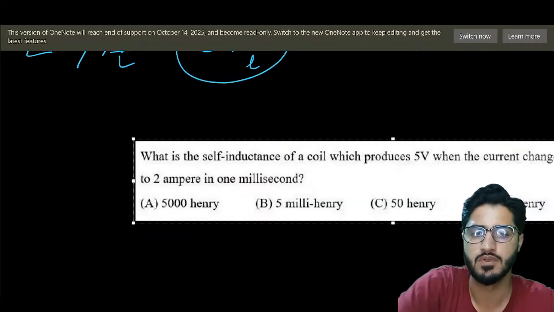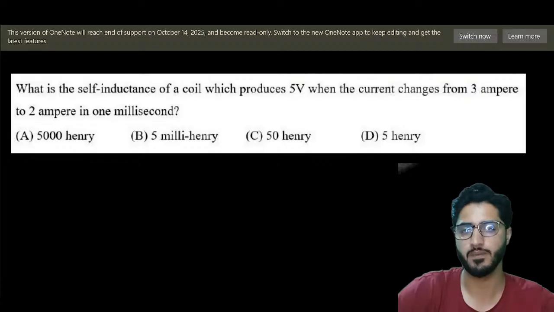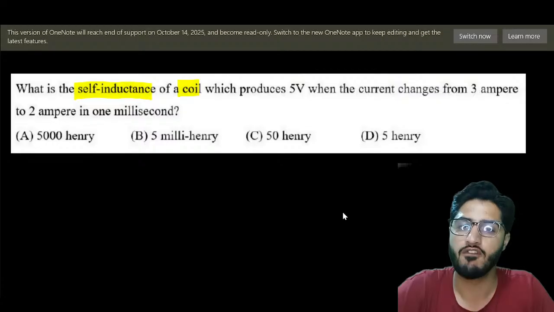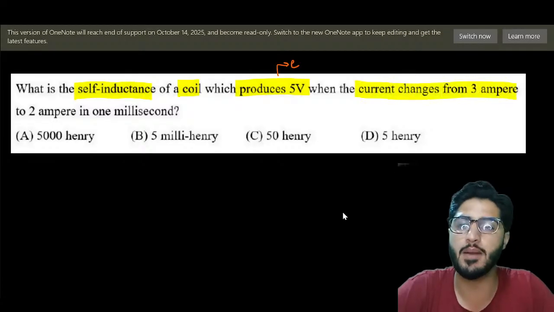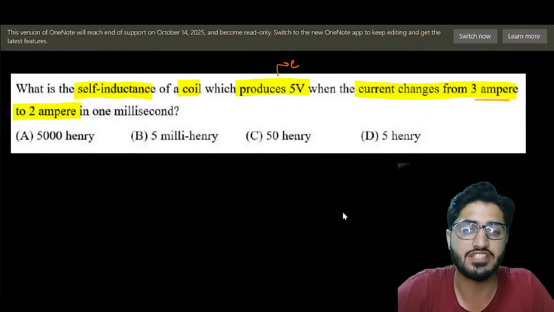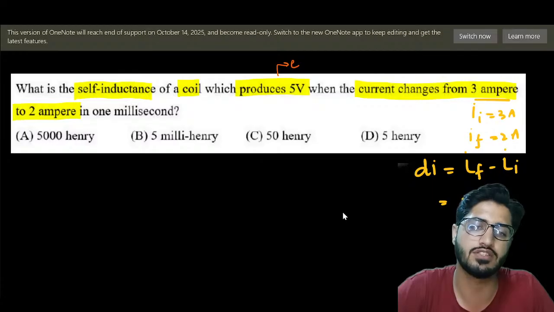Okay, this one now. So you will see varieties of numericals in the class. Look now. What is given to us? What is the self-inductance of a coil which produces 5 volt? That means EMF E is given to us. When current changes from 3 ampere to 2 ampere, the initial current I initial is 3 ampere and I final is 2 ampere. What is dI, the change in current? Is it final current minus initial current? Yes, sir. Final is 2, initial is 3. I guess it is minus 1.